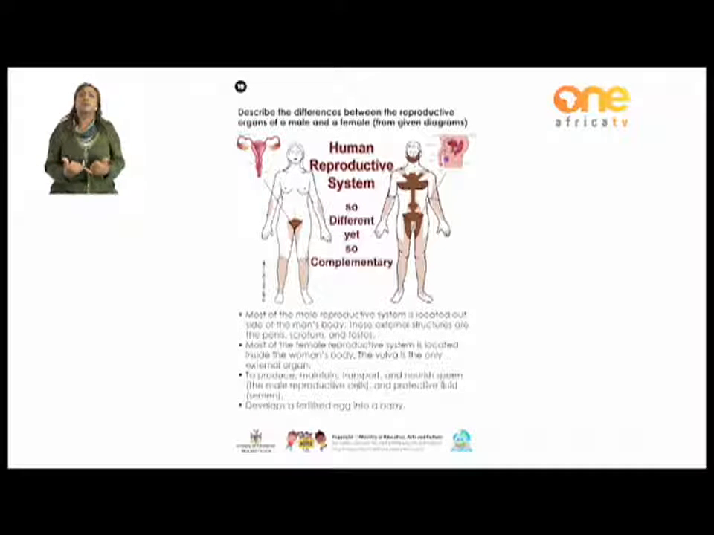Now, the male reproductive system also produces, maintains, transports, and nourishes sperm cells, and also adds a protective fluid that is going to protect this sperm cell. And this protective fluid, we refer to it as the semen. Now, once the semen has been deposited into the female's reproductive system, the female has another responsibility, which is to develop the fertilized egg into a baby.